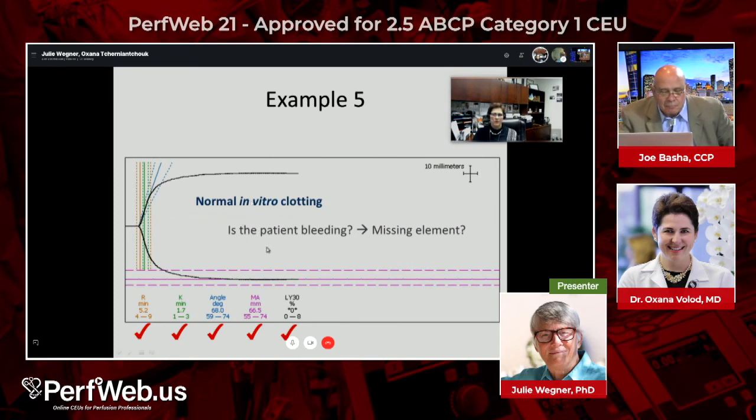This is why I went over the missing elements at the beginning of the presentation. Now, what are some of the missing elements that could happen? We could have a suture deficiency, and that's not going to show up on the TEG. Or we could have a platelet inhibitor, and again, that's not going to show up on the TEG because the platelets are being activated in the TEG sample by thrombin, which overrides most of those platelet inhibitors. So if you see a normal TEG and the patient is bleeding, these are a couple things you can think about.